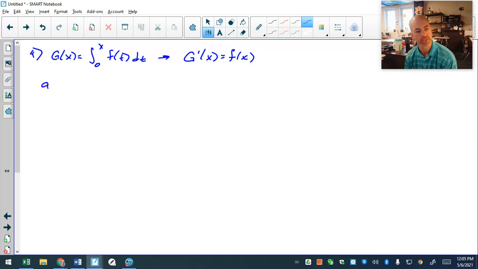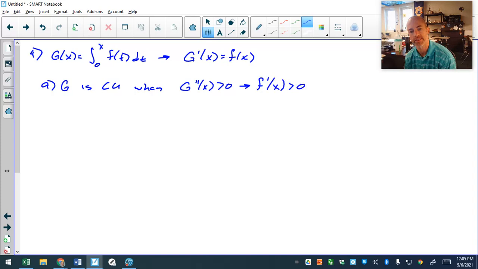There's a nice question. So g is concave up when g double prime of x is positive. This will happen if g prime is f. That'll happen when f prime of x is positive, which means we need f of x, which is the given function, to be increasing. So there's my game plan.